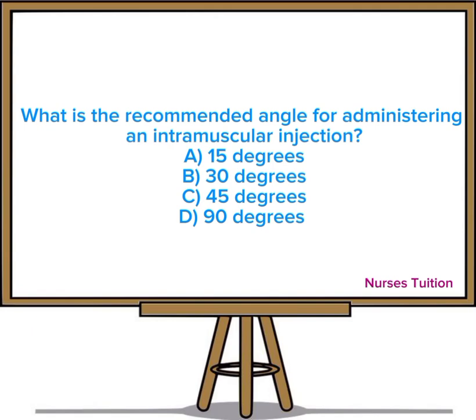What is the recommended angle for administering an intramuscular injection? A. 15 degrees. B. 30 degrees. C. 45 degrees. D. 90 degrees.